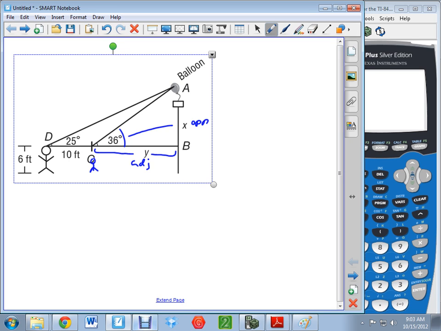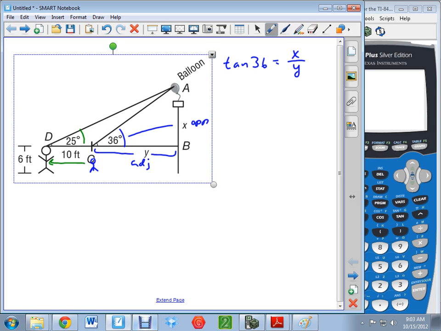If I'm going to set up an equation to represent that, it's going to have to be tangent of the angle, which in this case is 36 degrees, is equal to the opposite side x over the adjacent side y. Now, after I have done my initial measurement, I am going to back up a distance that I do know, which is 10 feet.